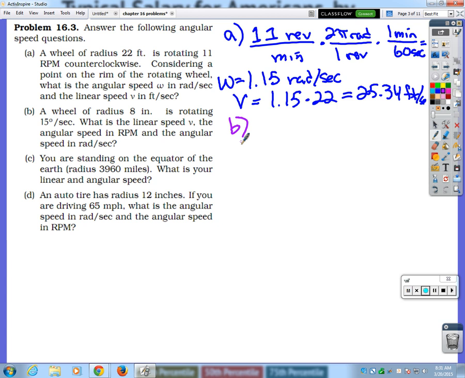Okay, B. A wheel of radius 8 inches is rotating 15 degrees per second. We need to figure out three things: the linear speed, the angular speed in RPM, and the angular speed in radians per second. So 15 degrees, to change that into radians, I multiply by pi over 180. That gives 0.26 radians.